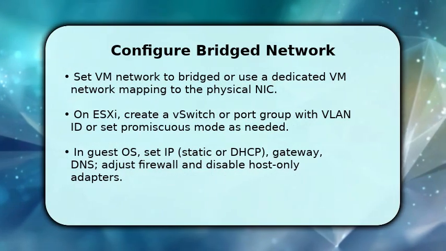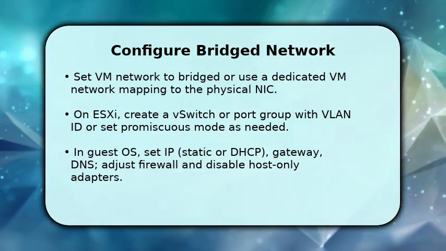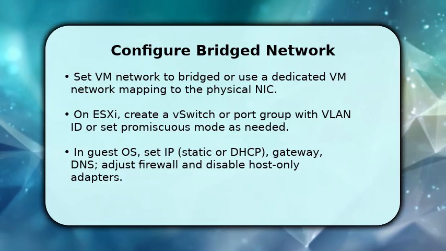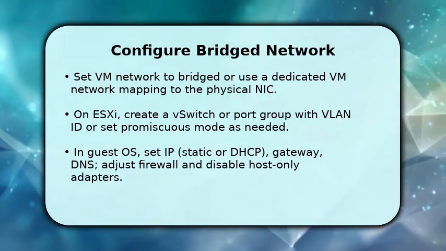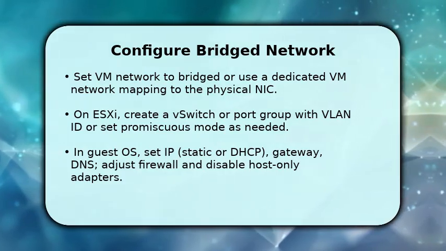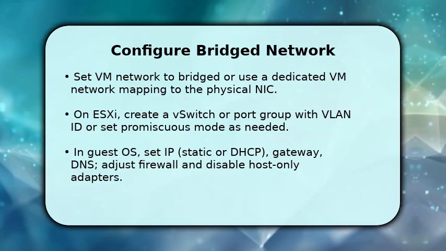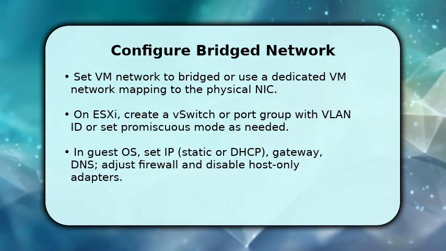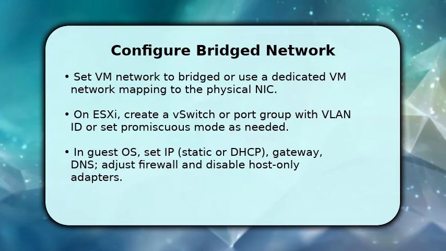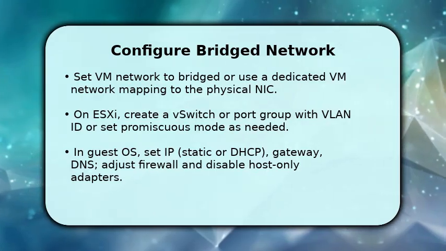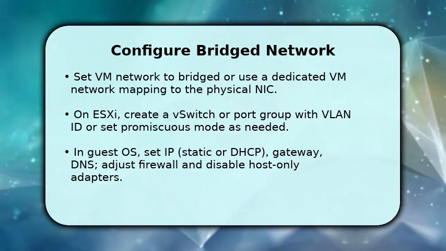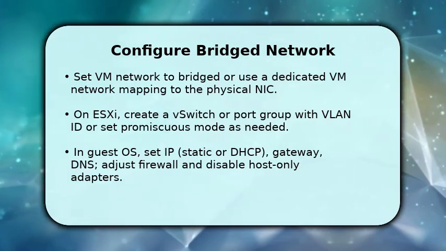Next, configure bridging between the VM and the physical LAN. In VMware Workstation, choose Bridged Networking and bind it to the correct physical NIC. In ESXi, create a vSwitch or port group mapped to that NIC and assign a VLAN ID if your LAN uses tagging. Enable promiscuous mode only if required by your topology.